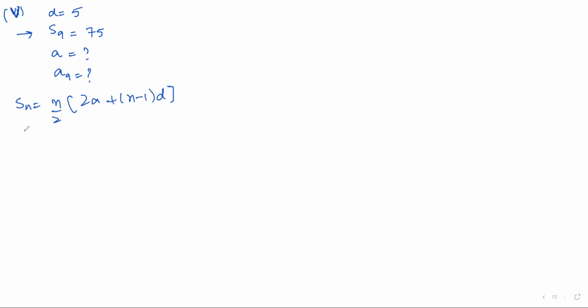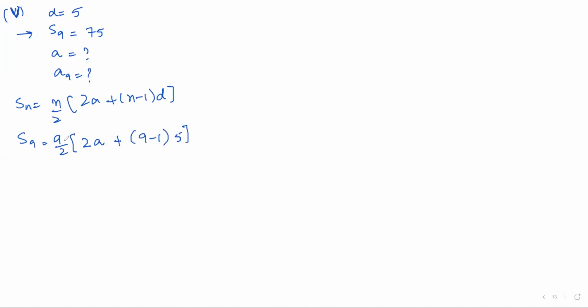So fifth, let us do fifth. So d is equal to 5, right? And then S of 9 is given, that is 75. You have to find a and you have to find a9. So again, something is given, you start with this information. So use Sn is equal to n by 2 into (2a plus (n minus 1) into d), right? So S9 is 9 by 2, 2 into a, I don't know, so 2a plus n is now 9 minus 1, d I know.